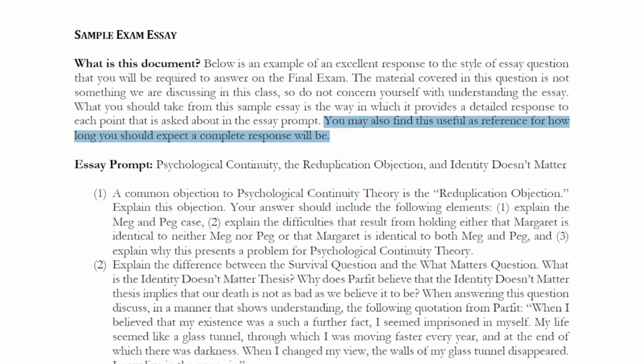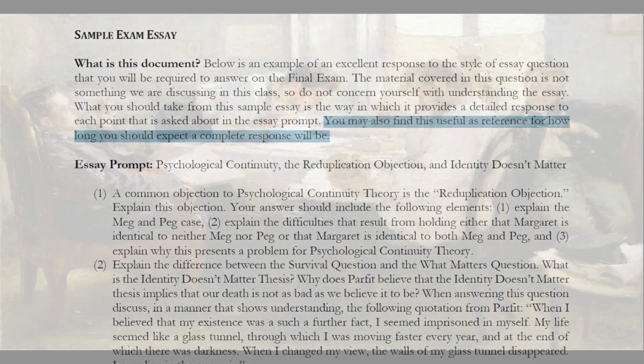Second, while again there is no strict word requirement, this document will give you an idea of how long a successful essay response is likely to be. Or perhaps a better way of putting it would be to say that this document shows you the level of depth and detail that is required to get a top grade on the exam essays.